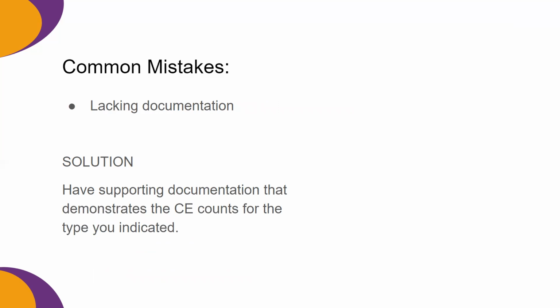And another common mistake is lacking documentation, specifically for the CE hours. Having supporting documentation that demonstrates the CE hours count for the types that you all indicated on the application. Between the applicant and the supervisor, they've said, okay, which CEs count for which areas. Sometimes the review committee will need information because the title of the workshop may be vague and it may not be clear how it meets that criteria. What types of things then should you include?